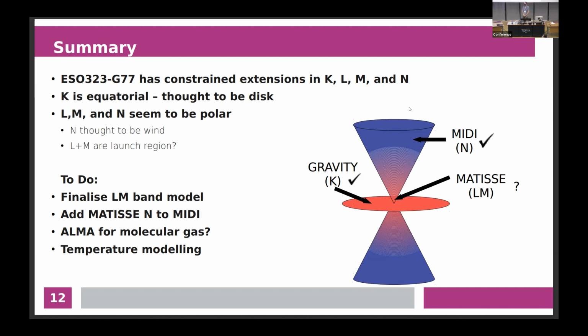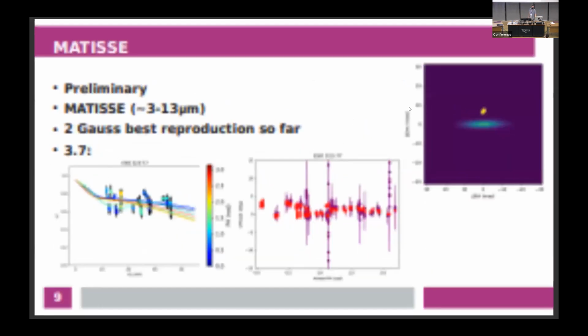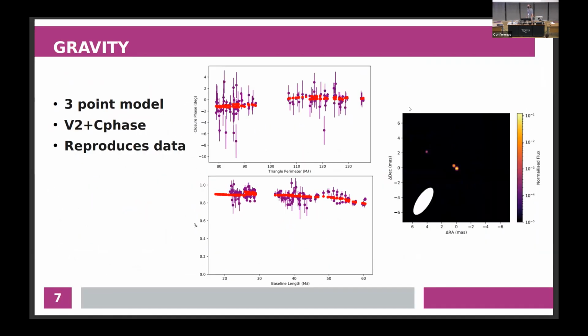I'm Leighton from Concordia Observatory. Thank you for the nice talk. I want to ask about your GRAVITY modeling, including closure phase. If I understand correctly, the final model is one elongated Gaussian and a 3-point source.